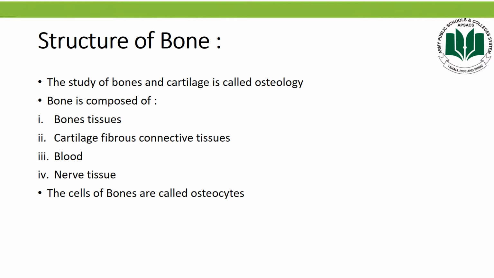Bone is basically composed of four main components. It is made up of its tissues. It is made up of cartilaginous fibrous connective tissues. It also has blood vessels and nerve tissues as well. In the bones we have cells, and the cells of the bones are called osteocytes. Osteo means bone and cytes means cell, so the cells of the bone are called osteocytes.